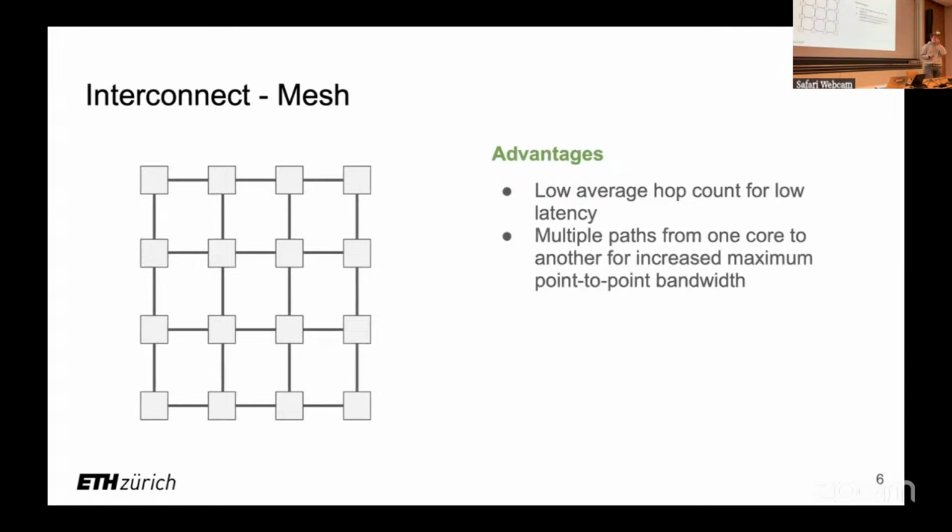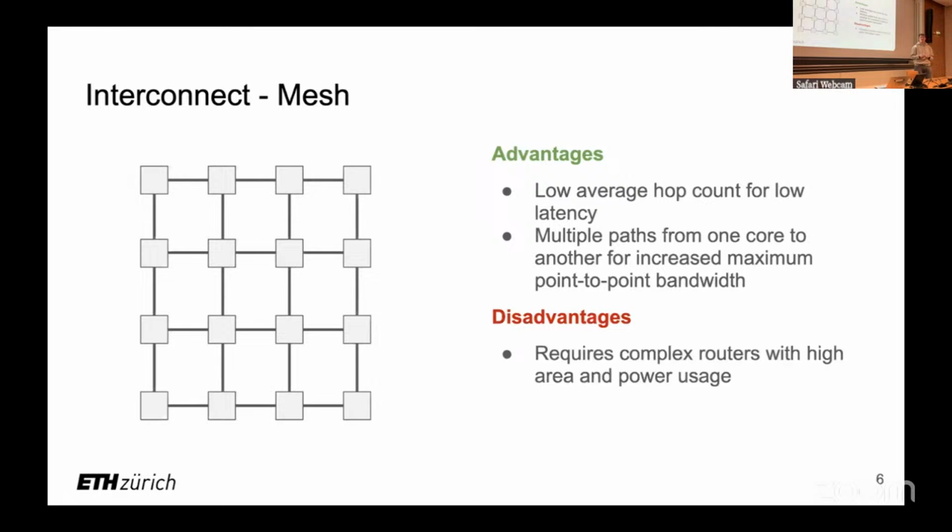And sometimes maybe you have a lot of traffic between two specific cores. Another good point about this topology is that you can actually find multiple paths from one core to the next. So if there's growing demand between two cores, you can just use multiple paths and have higher effective throughput between the two. But there are some other disadvantages that come with this new kind of topology. The biggest one is that you need these routers. And this is obviously way more complicated than just passing something, for example, along a ring.